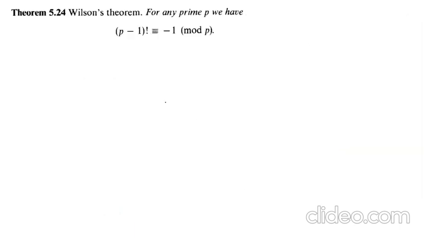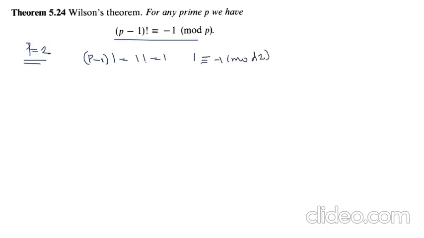So we move on to the next theorem, that is Wilson's theorem. For any prime p, we have p minus 1 factorial congruent to negative 1 modulo p. So we take p equal to 2, the first even prime number. Then p minus 1 factorial is nothing but 1 factorial. 1 factorial is 1, and consider this congruence, p minus 1 factorial congruent to negative 1 mod p, that is 1 congruent to negative 1 mod 2. This condition always holds, that is 2 divides 2, therefore for p equal to 2 the result holds.